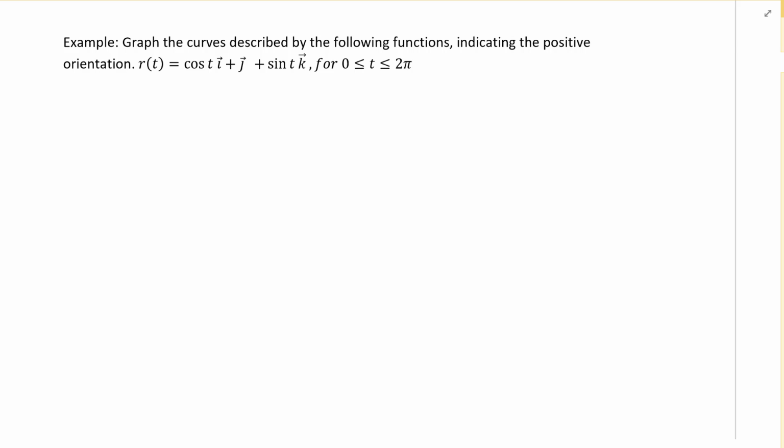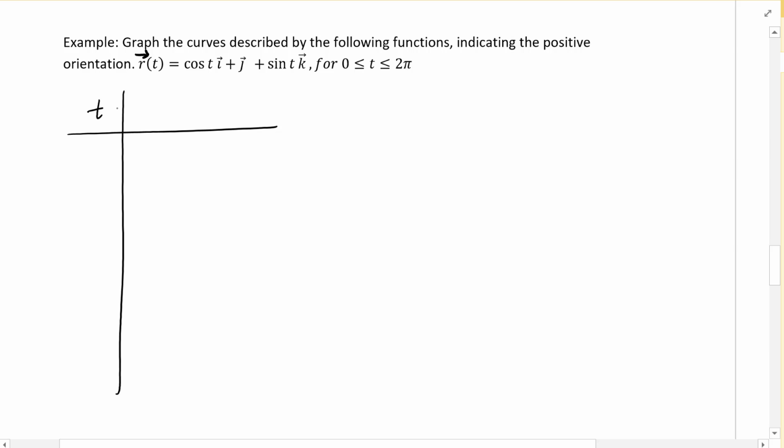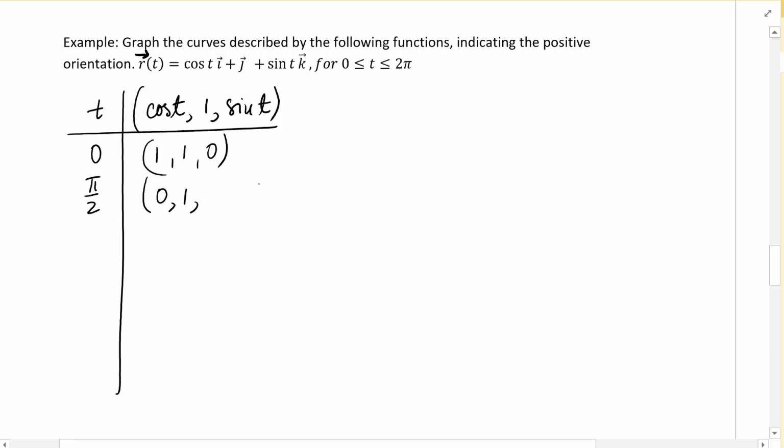Let's see this problem. Graph the curves described by the following functions indicating the positive orientation. r of t is the vector cosine t i, j, and sine t k, where t is between 0 and 2 pi. So I'm going to make a table of values: t, and then we have cosine t, 1, and sine t. So if t is 0, we get cosine of 0, 1, and sine of 0, so this is the triple 1, 1, 0. If t is pi over 2, we get cosine of pi over 2, which is 0, 1, and sine of pi over 2, which is 1.